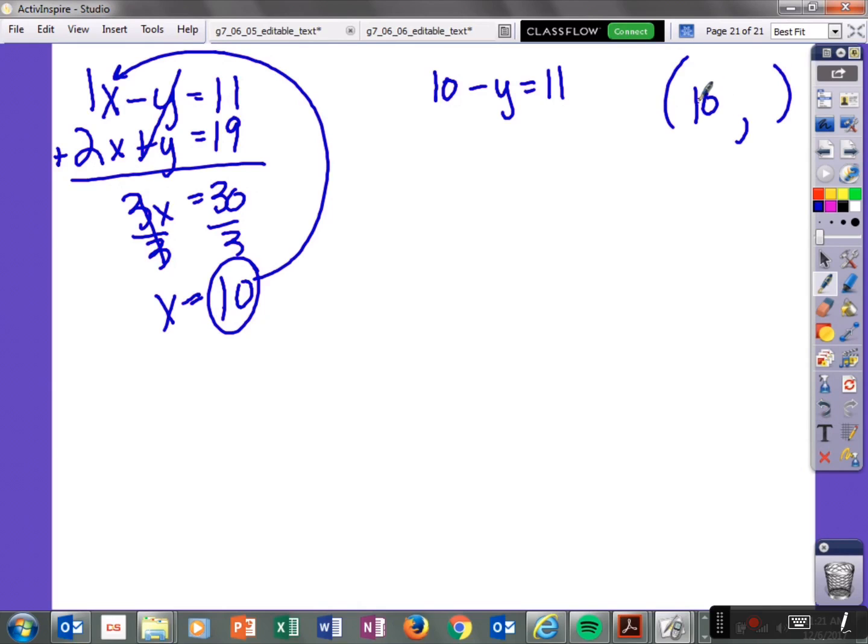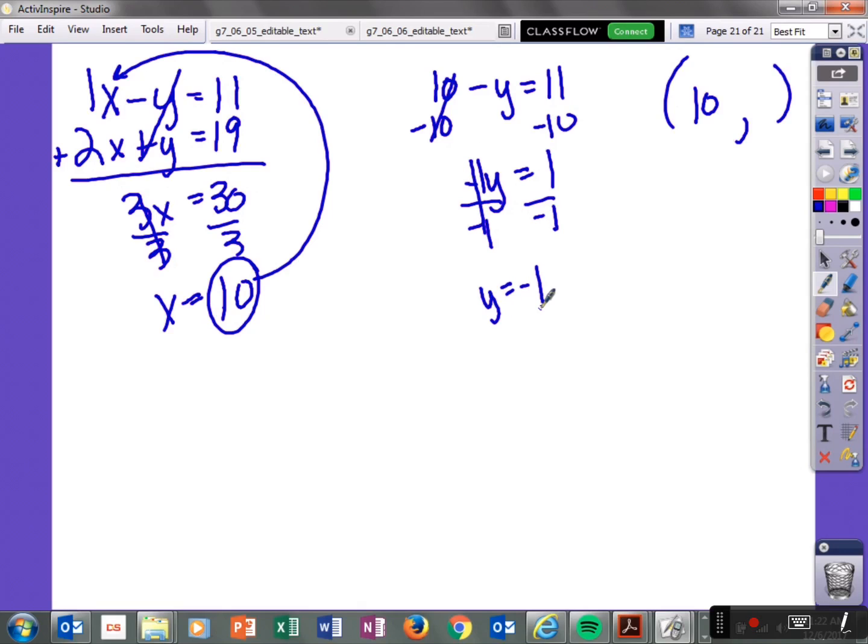No, the plus 10. How do you get rid of a positive 10? Minus 10. Remember, this minus is with the y, not with the 10. Got it. I did it. So negative y equals 1. But is y by itself yet? No. There's still that negative, and that's a negative what? 1. So you divide by negative 1. Right. So y equals negative 1.